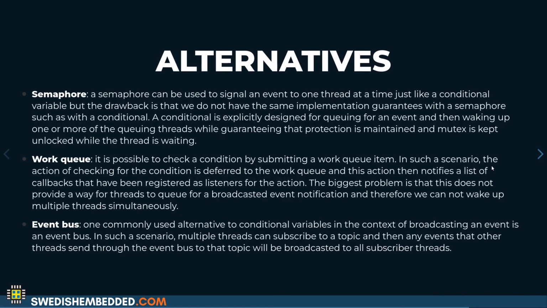The main alternatives to conditional variables, number one is the semaphore. So if you want to signal from an interrupt to one other thread, you can use a semaphore.